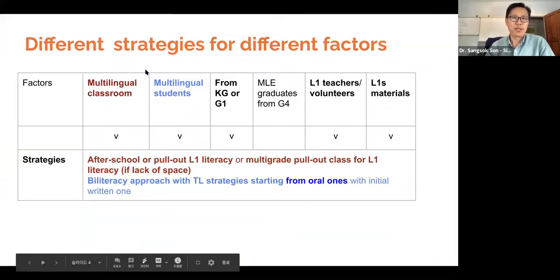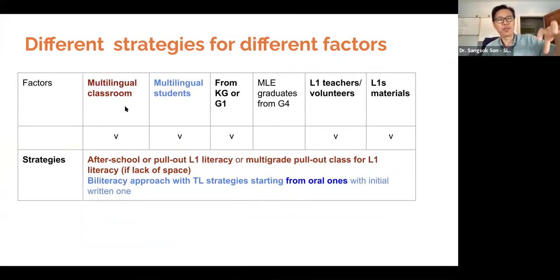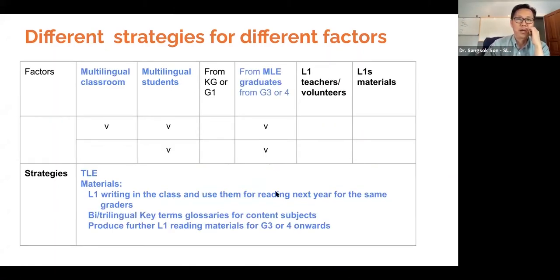And here the classroom is not only student-wise multilingual, but the classroom itself is multilingual, so there is more than one language group in the same classroom. Then we have some challenge. I think the biggest challenge comes from this linguistically diverse context, in the Philippines also. In this case, if we have L1 teachers and L1 materials available, then we may have after-school or pull-out L1 literacy, or multi-grade pull-out classes for L1 literacy, since we have teachers and materials. Then you can apply the bilingual approach with translanguaging strategies. Since this starts from KG or grade 1, we start with oral strategies with initial written strategies. And this one starts from grade 3 or 4 among the MLE graduates. This is the one that I'm doing in Chiang Mai, so you may imagine the one that I covered today.